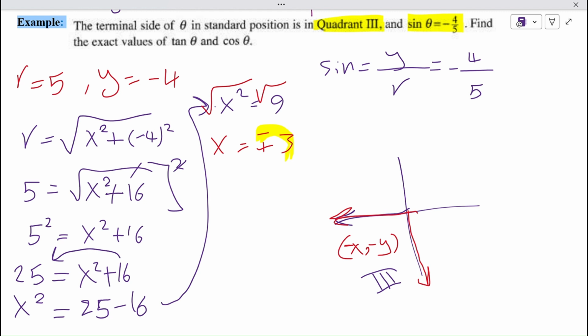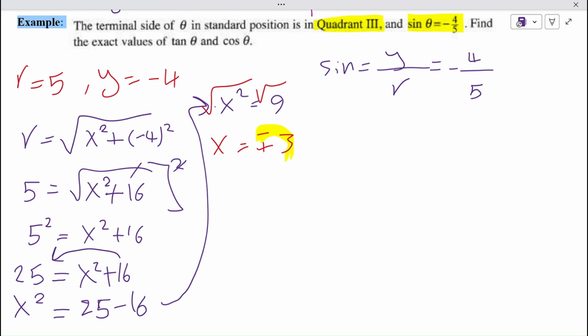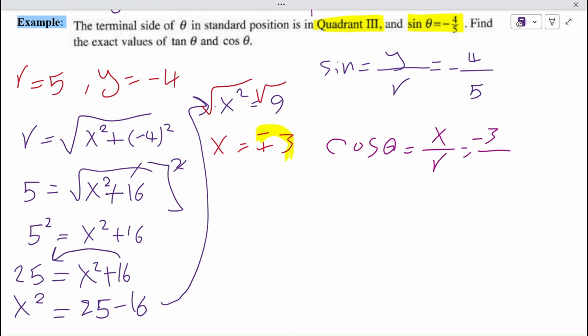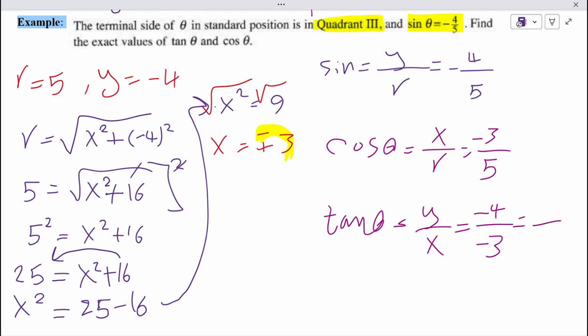Now, let's try cosine's rule. Cosine of theta is equal to x over r. X is negative 3 and r is 5. And tangent of theta is equal to y over x. Y is negative 4 and x is negative 3. So we can cancel these negatives together. This is equal to 4 over 3.